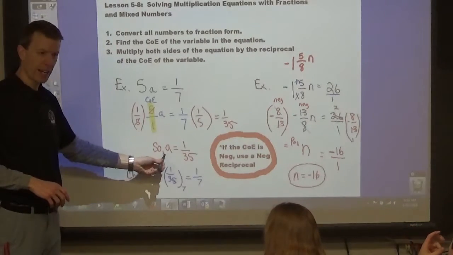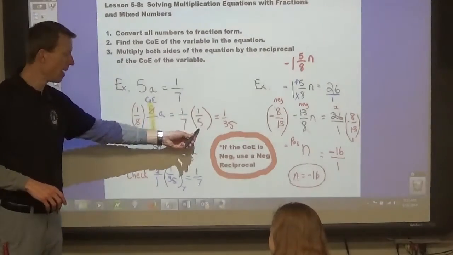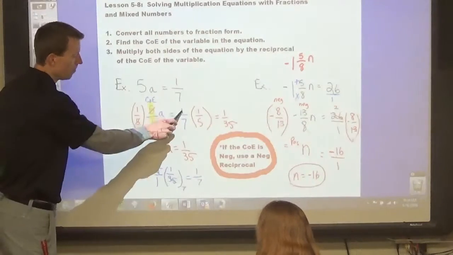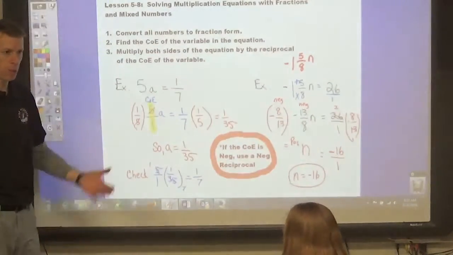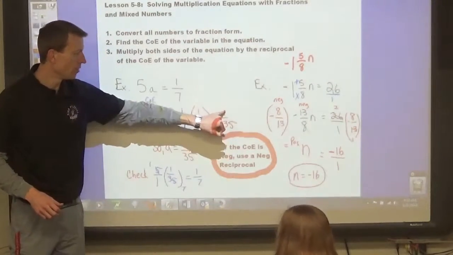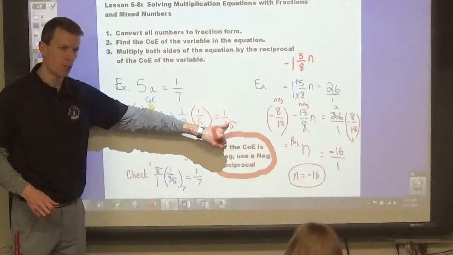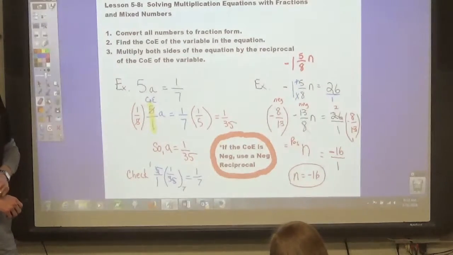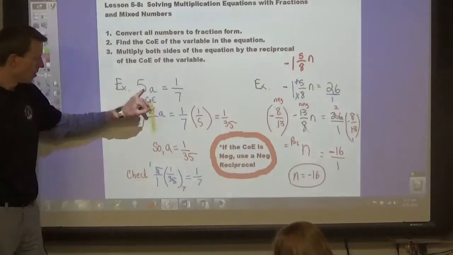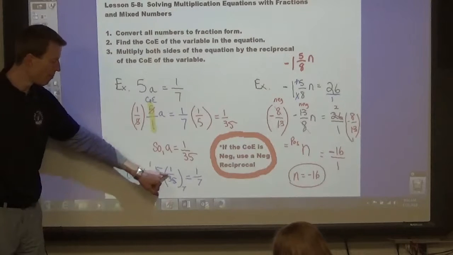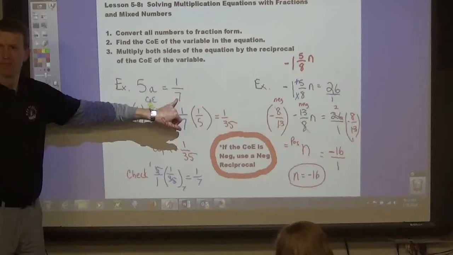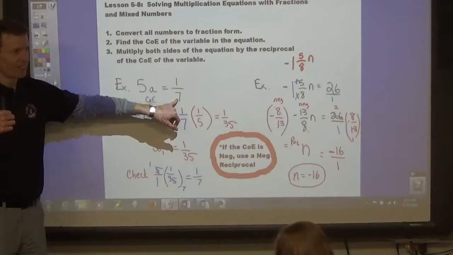Now, once we have 1a, now we can multiply by that same number, 1 over 5, on the other side. So, you got two fractions, you multiply them together. 1 times 1 is 1, 7 times 5 is 35, so the answer is 1 over 35. The solution is 1 over 35. Okay? And then you can check it. 5 over 1 times 1 over 35 equals 1/7. It checks. Got it. Okay?